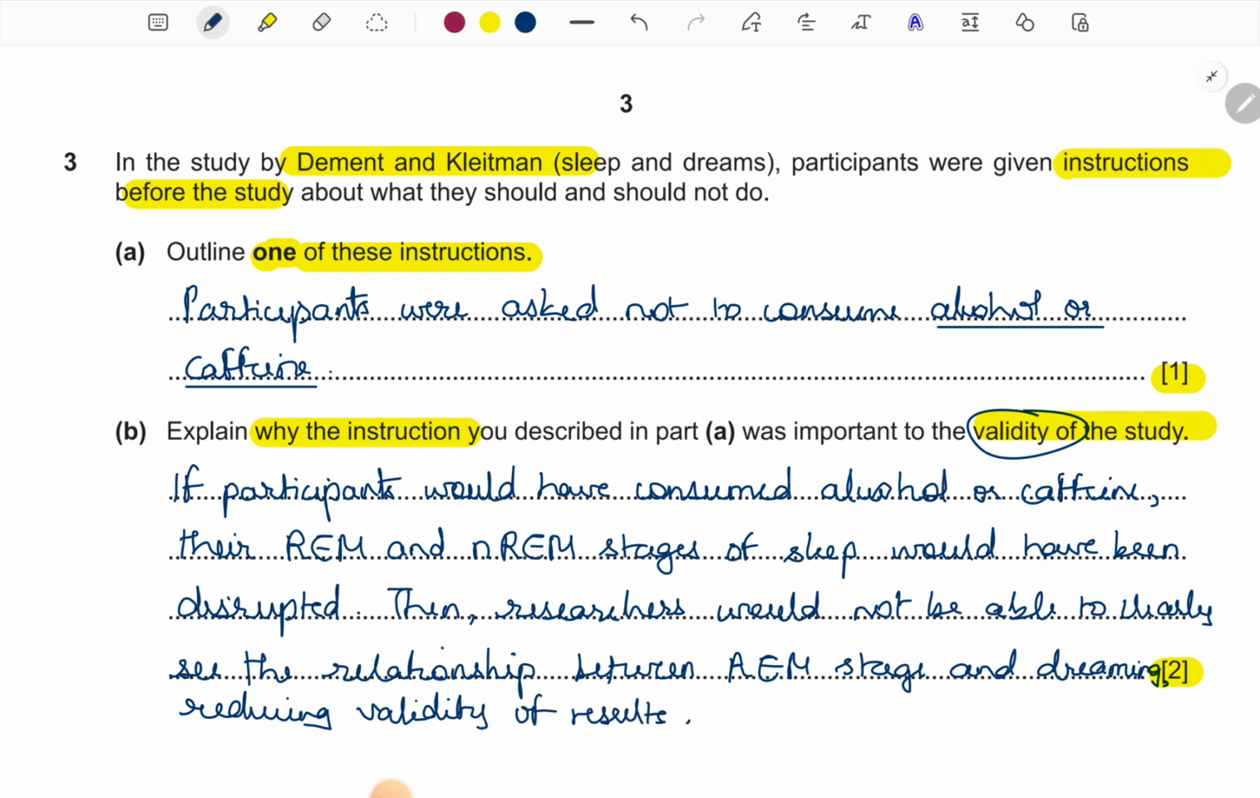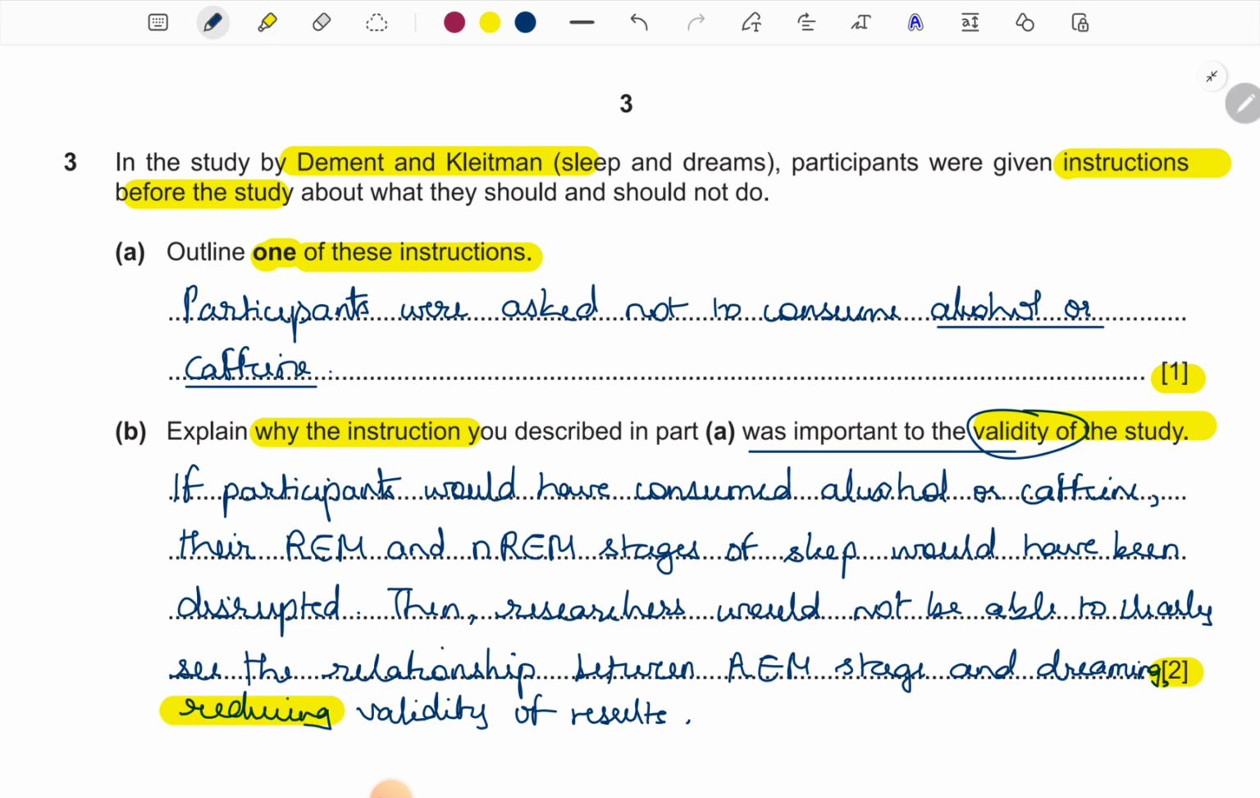Again, when they ask you about something of validity, why it was important to validity, they haven't said as such that validity would reduce or increase because of something. We are phrasing it in counterfactual terms, if-then type of thing. So obviously we mean validity would have reduced if that was a possibility. So we need to write reduction in validity.